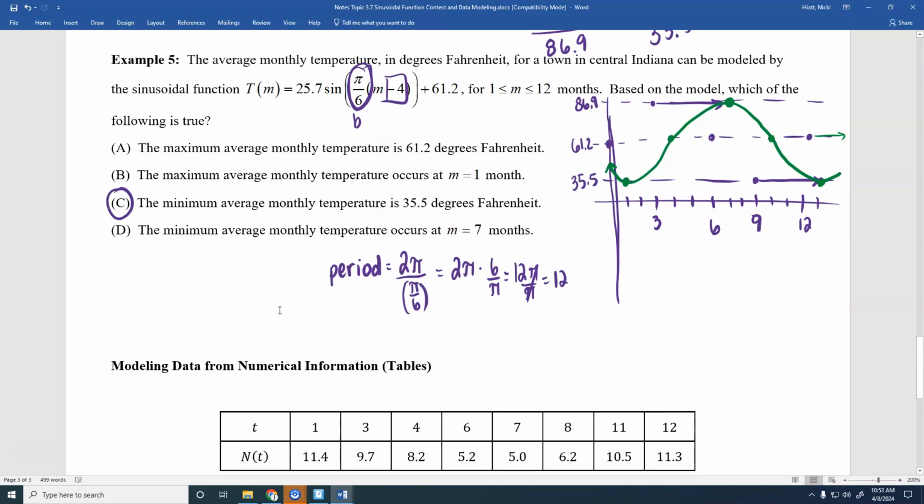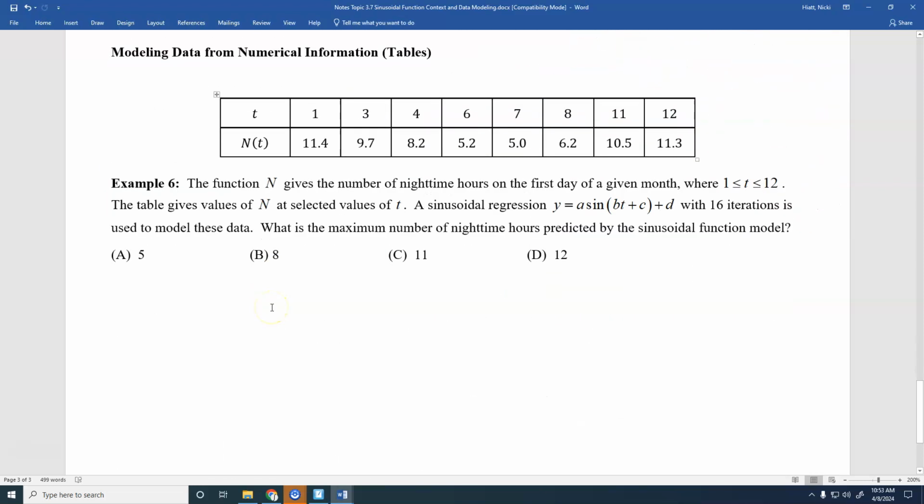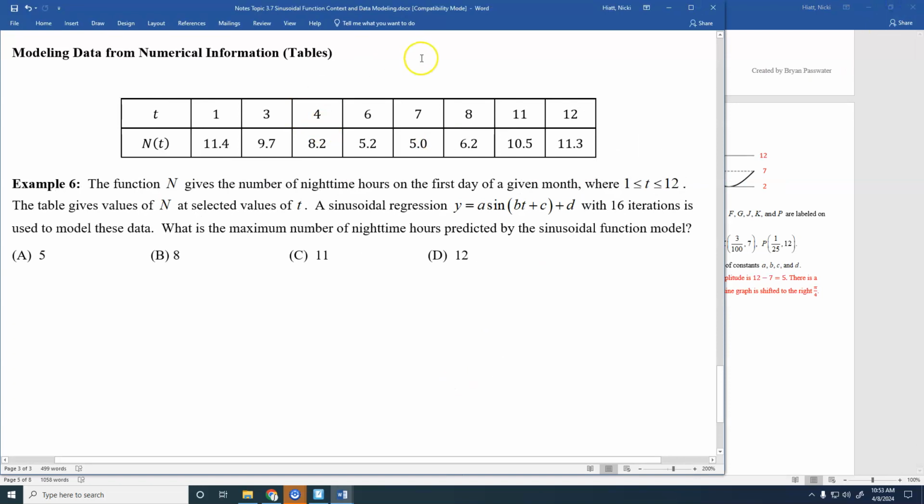Okay, questions? All right, everybody grab your calculators because we're going to use our calculator for this next one. I'm pretty sure. Hold on.